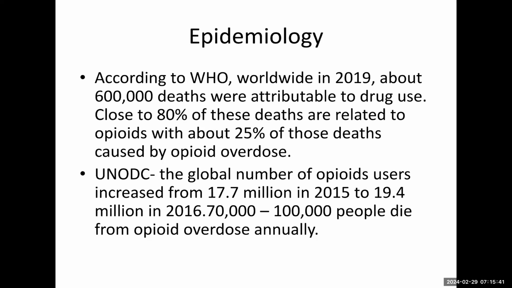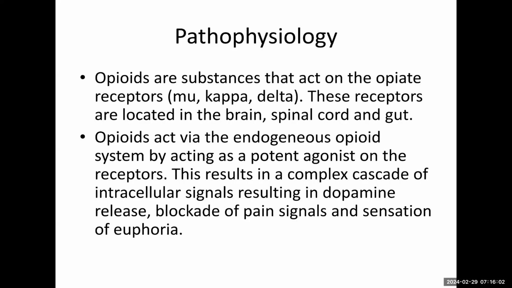The epidemiology, according to WHO: worldwide in 2019, about 600,000 deaths were attributed to drug use, and close to 80% of these deaths were related to opioids, with about 25% of those deaths caused by opioid overdose. Dr. Pete, you can just leave the epidemiology and go to pathogenesis or pathophysiology.